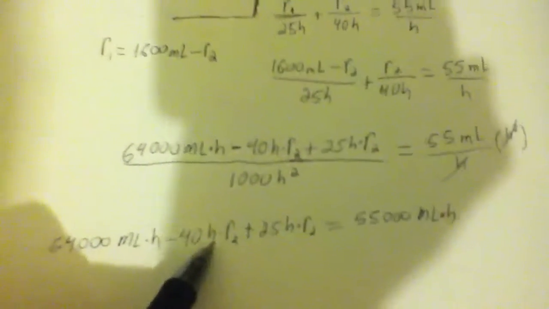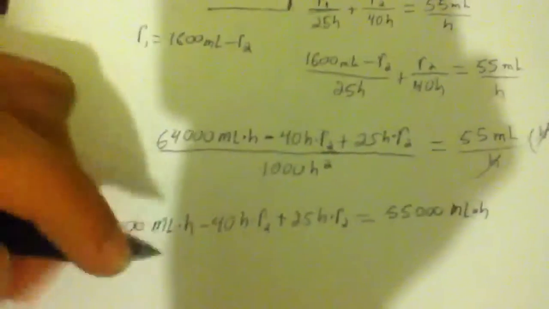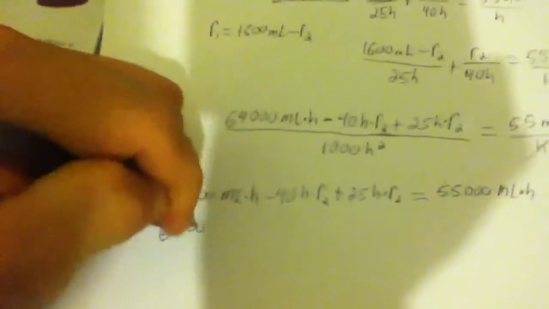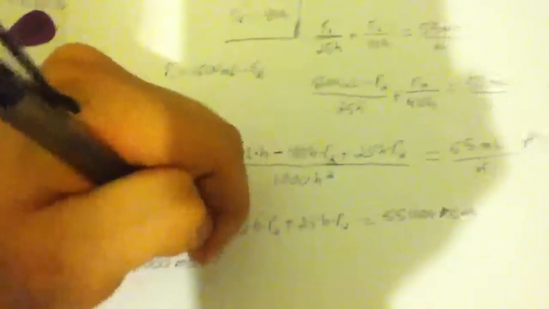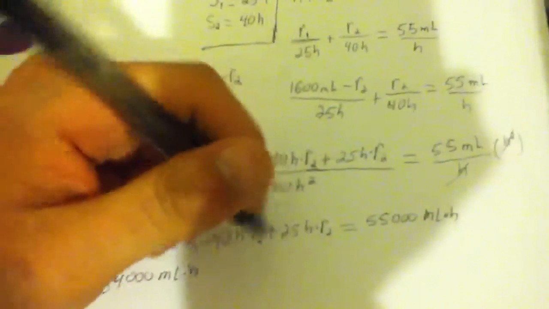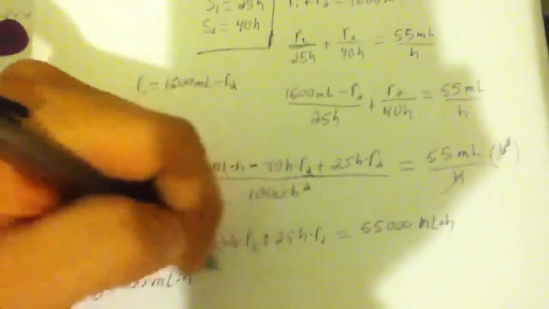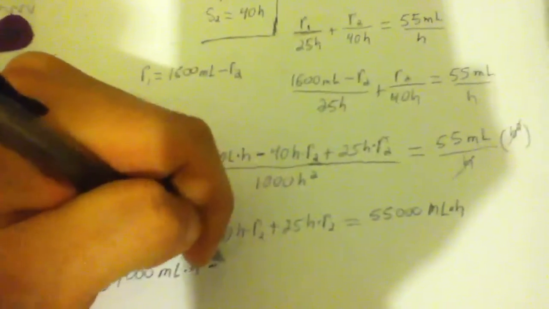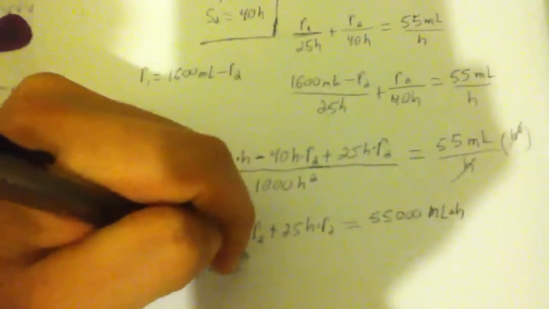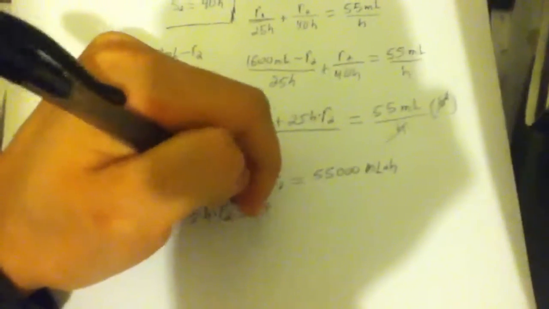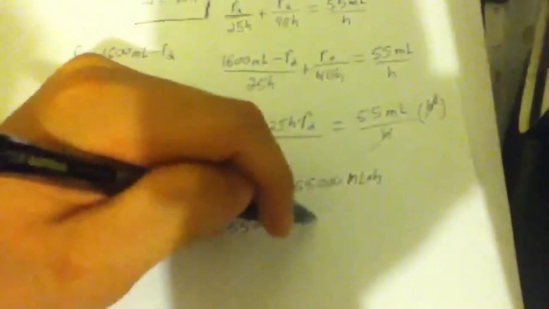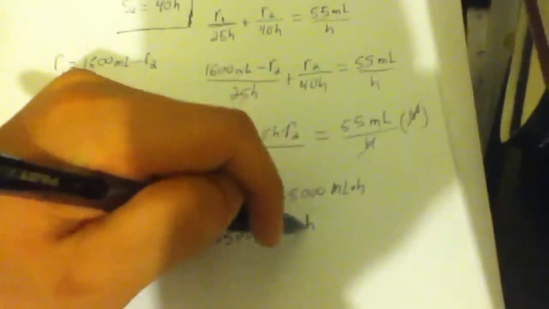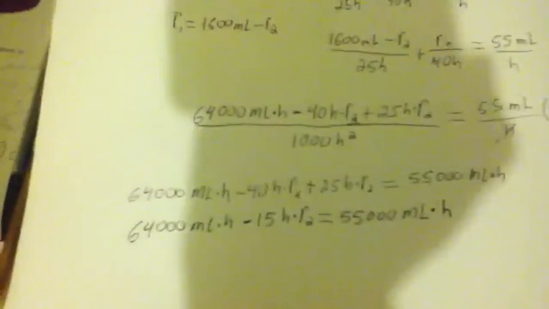We can now combine like terms. So we have h times R2 and h times R2 there, so that's 64,000 milliliters times hours, and negative 40 plus 25 is 15, so it's negative 15, I should have said, 15 hours times R2. Alright, so we're almost done here, well, at least with the first part. So that's milliliters times hours. A lot of this is just keeping track of all this stuff.